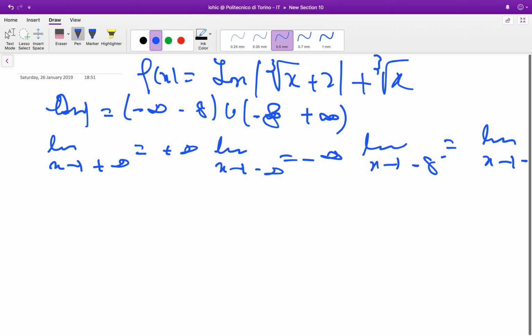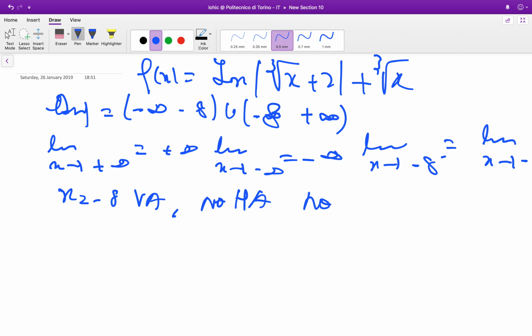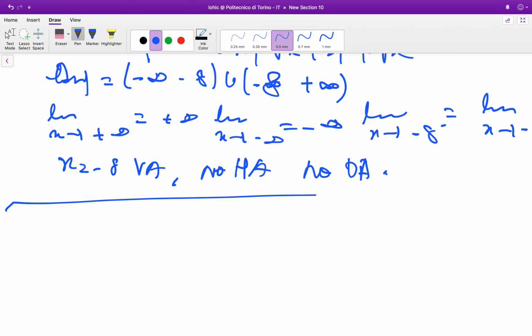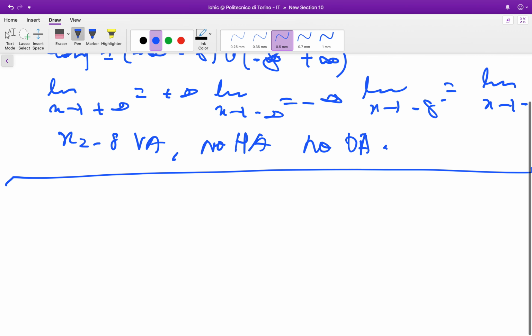And we saw that we have x equal to -8 as the vertical asymptote, and no horizontal asymptote, and no oblique asymptotes. Nice. So this summarizes what we did so far. Now we go back to the exercise to get the next question.